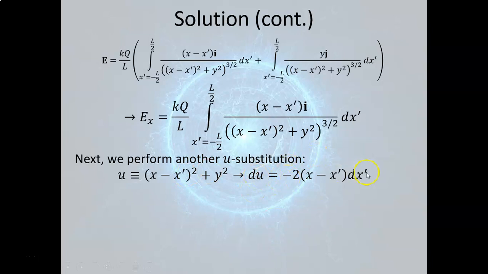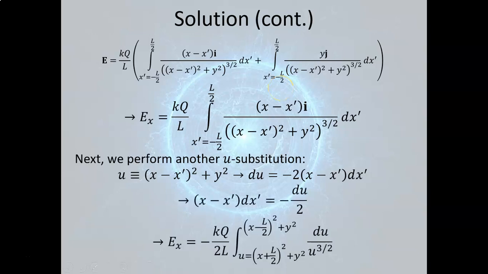So there's du in terms of dx prime, which means that x minus x prime times dx prime, oh, I see that in the numerator here, that's just du over negative 2. That's good. So I'm going to turn that into a du, bring that negative 2 out front, and we simply have our denominator u to the 3/2, which is just there. That's a polynomial. Now, what about our integration bounds?